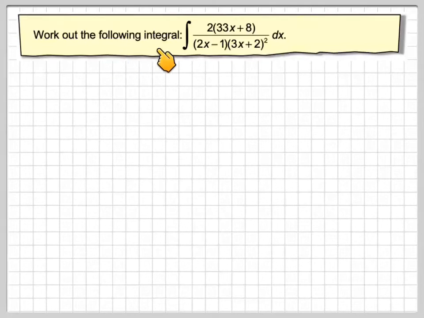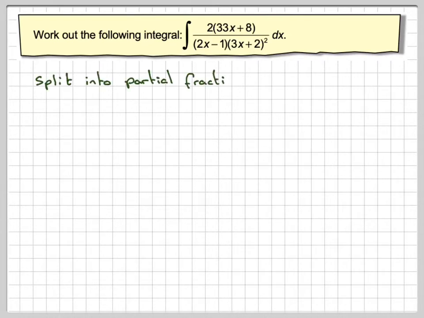Right, work out the following integral: 2 times 33x plus 8 over 2x minus 1 times 3x plus 2 all squared. So here what we've got is a repeated linear factor. Again, we split this into partial fractions.